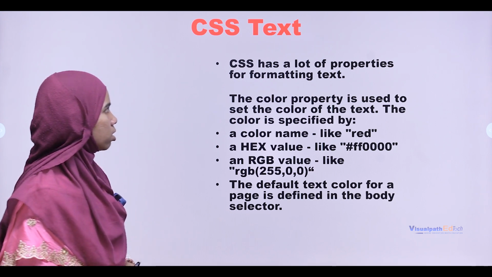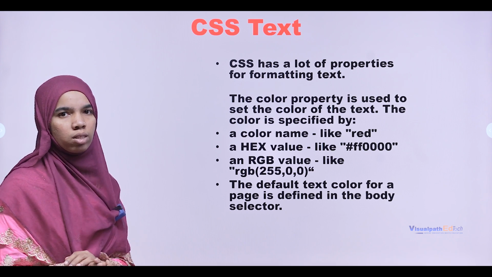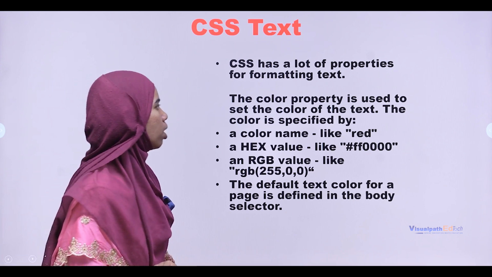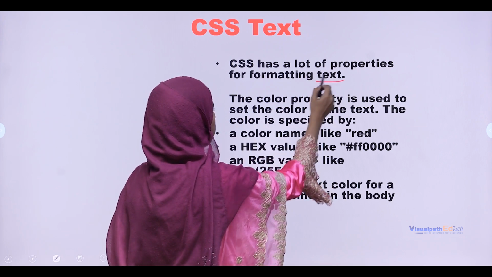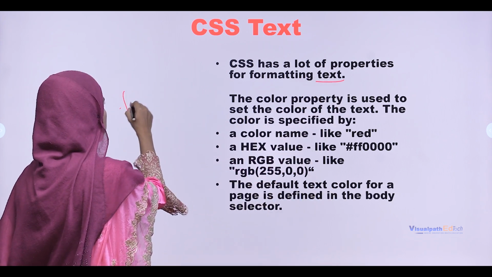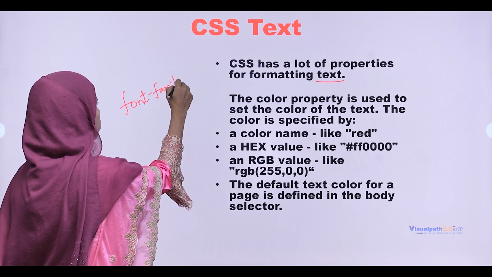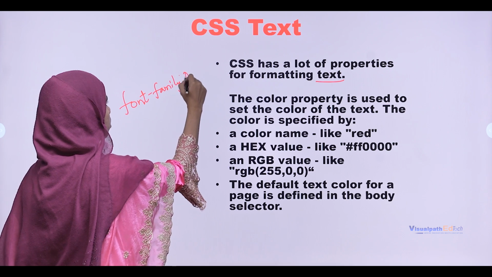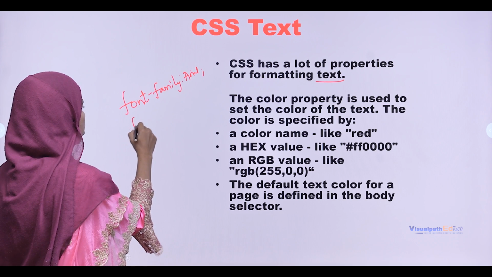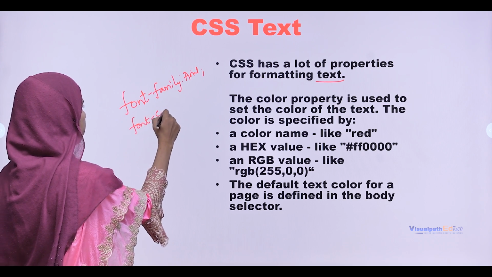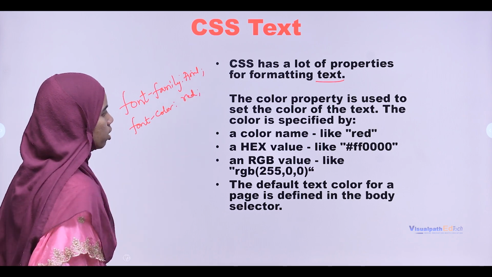Now, let us see what CSS text is. How can we format the text by using CSS? How are we going to apply it? Majorly, text formatting can be in the form of font family. You can assign any font name here, for example, Arial. You can apply the font color, some red or blue, any of the colors you can get.